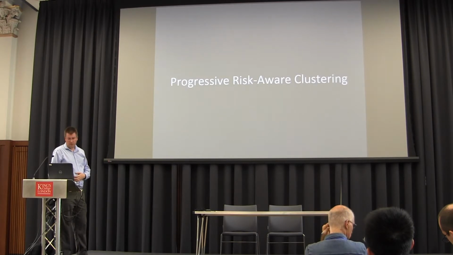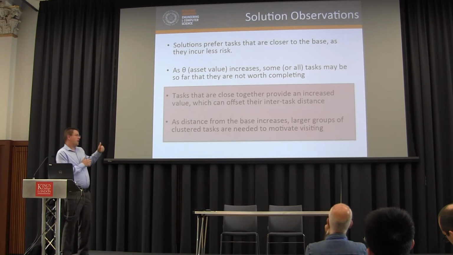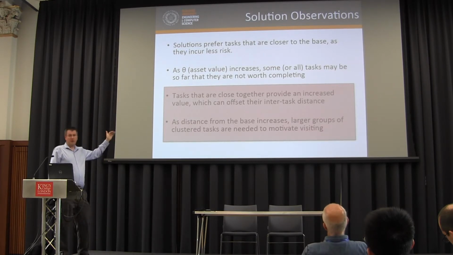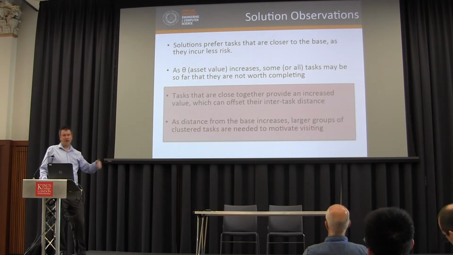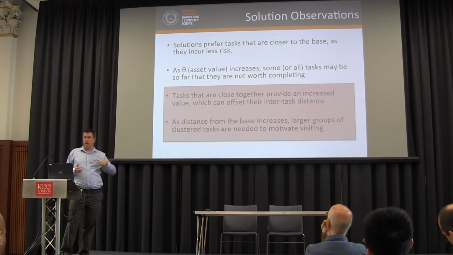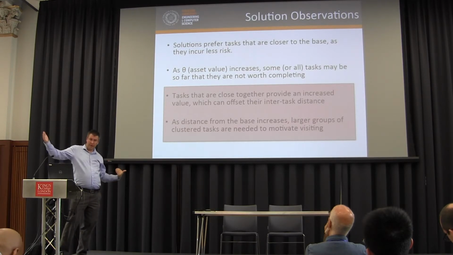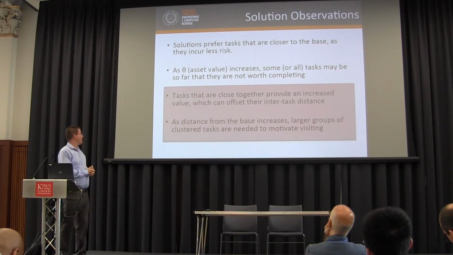So to solve this, we actually went with a clustering approach. Once again, not from the planning community, so I went with something I knew well. But in general, we saw a couple things that we observed of solutions. We ran some brute force solvers for smaller problems and really observed what we saw in solutions. No surprise, solutions will often prefer tasks that are closer to the base because there's just less risk. You don't have to go out as far to get to them. As your asset value increases, it decreases your willingness to go out that far and collect on those tasks.